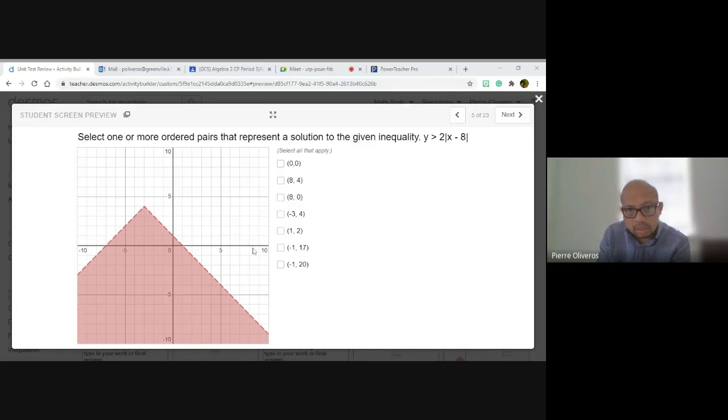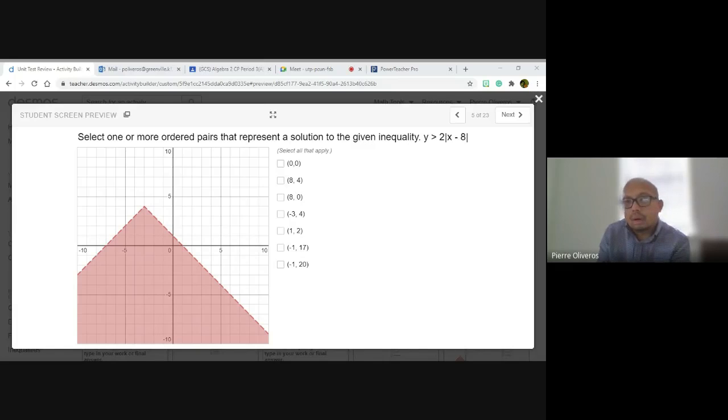80 is right here, so it's going to be no. Negative 3, 4 and negative 3, 4. There you go. Negative 3, 4 is on the line, which is right here, exactly this one here. But is that part of the answer? The answer is no, because it's a dotted line, right? So that negative 3, 4 should not be part of the answer.